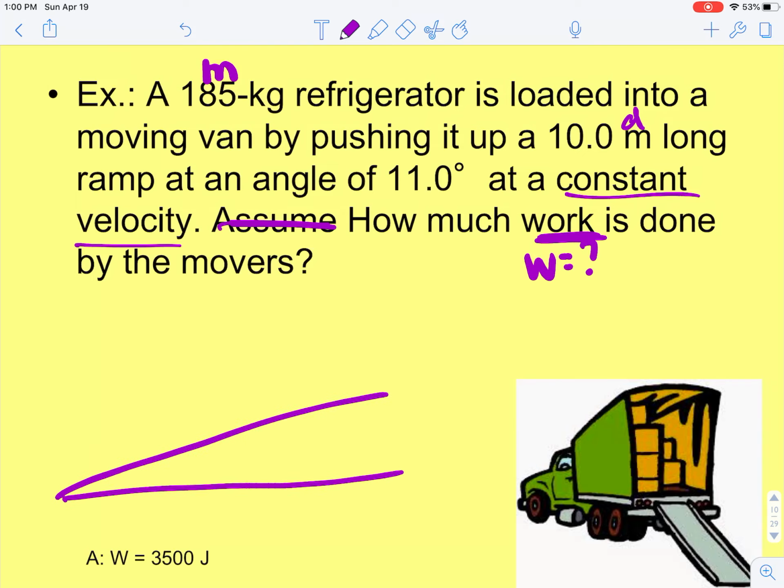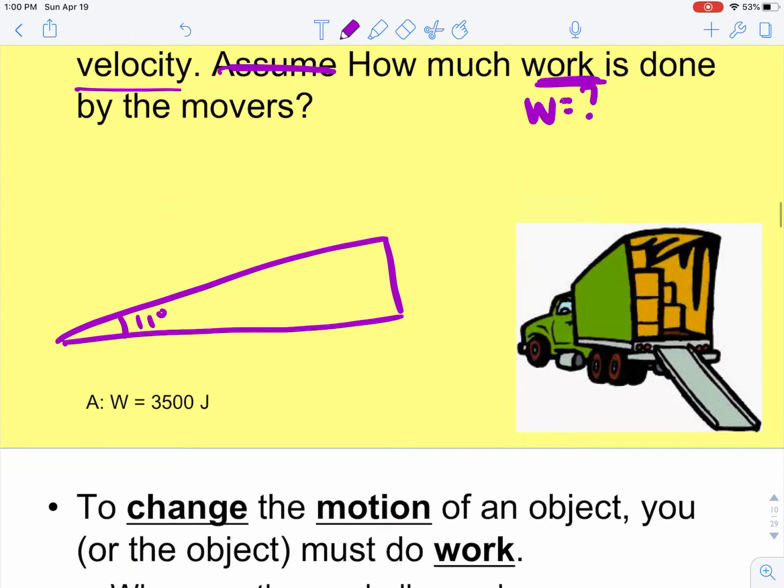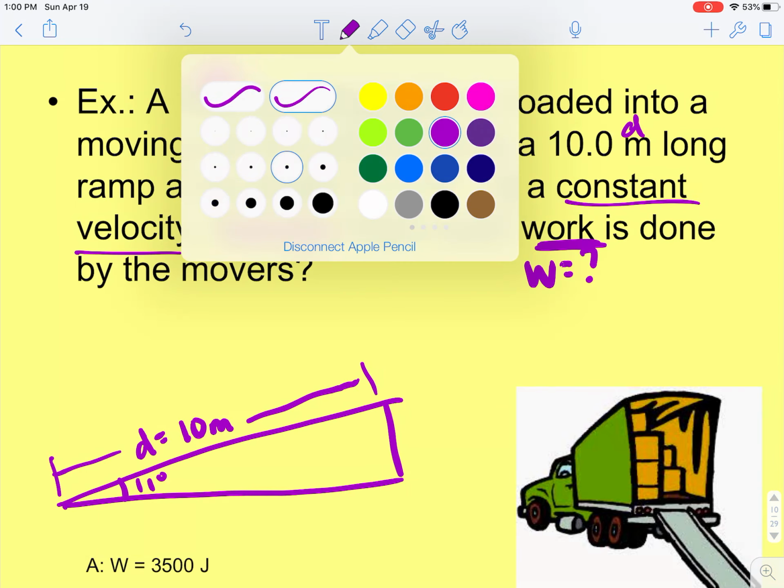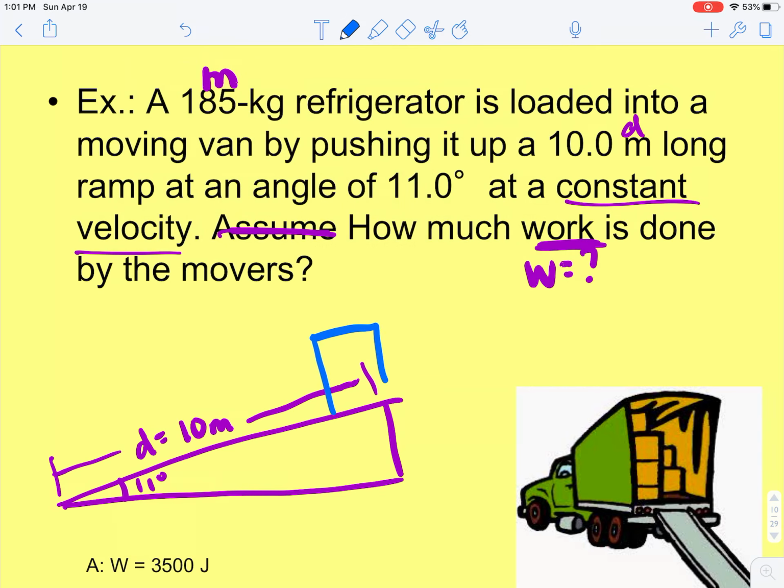So I always like to draw a picture, especially when there are angles involved. So the ramp has an angle of 11 degrees. And the distance the refrigerator is pushed, this distance right here, is 10 meters long. And we know the refrigerator eventually makes it to the top of the ramp, and it is a 185 kilogram refrigerator.